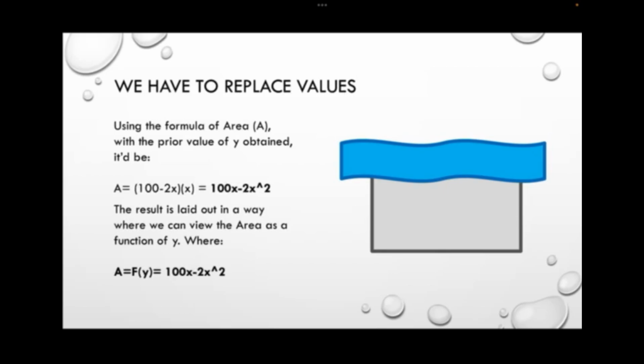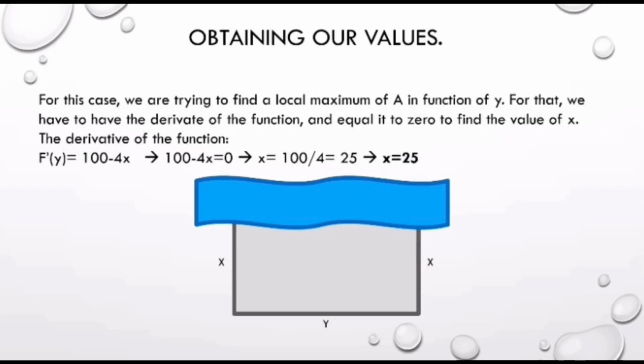After using the formula to isolate y, we have to replace values. Using the formula of the area, which is represented by the A, with the prior value of y obtained, it would be A equals 100 minus 2x times x, which equals 100x minus 2x squared. For this case, we are trying to find the local maximum of A. For that, we have to take the derivative of the function and equal it to 0 to find the value of x.